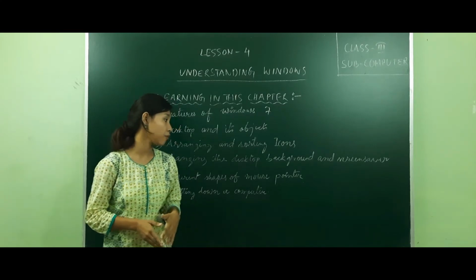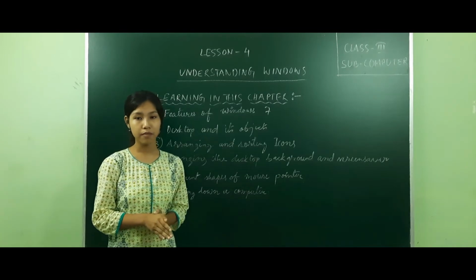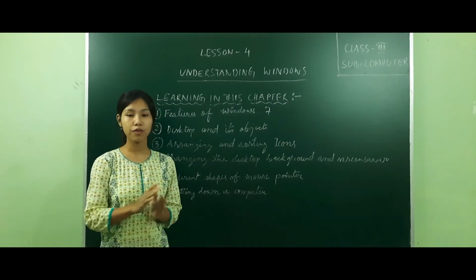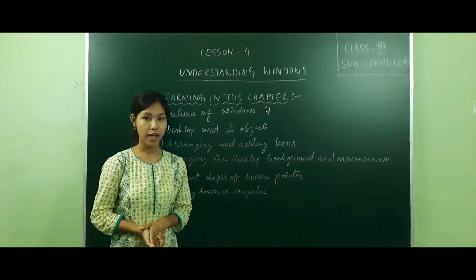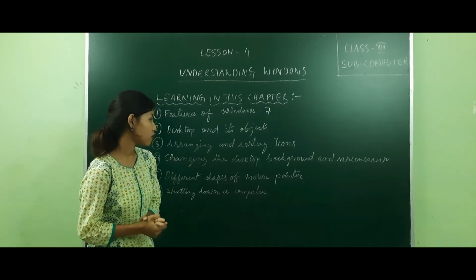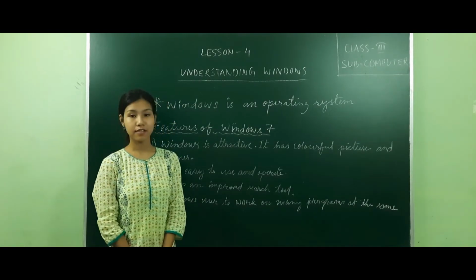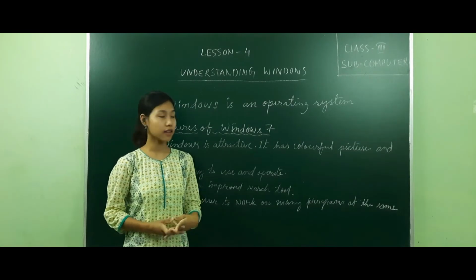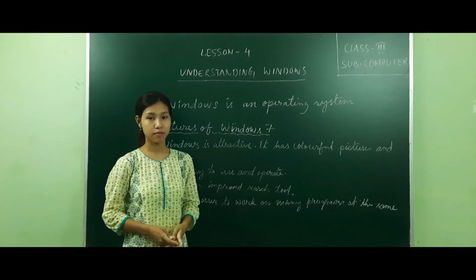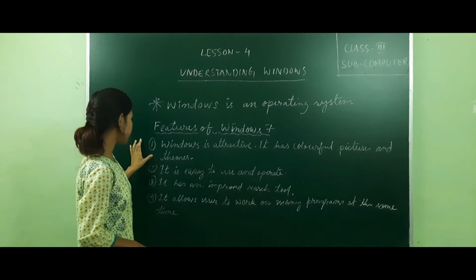In the same way, a computer has a set of programs that manages the overall work of the computer and makes the computer run. That program is known as the operating system. Windows is an operating system. Without it, we cannot start the computer and work on it. So let us see some features of Windows 7.